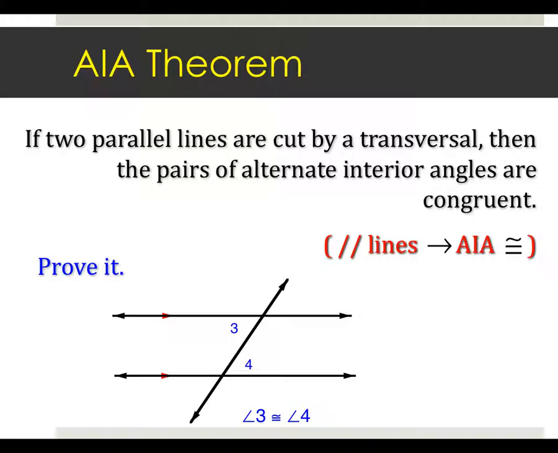If you have two parallel lines that are cut by a transversal, this implies that the alternate interior angles are congruent. In other words, angle 3 and angle 4 have to be congruent. Now the question is, why is that true? And to make the explanation a little bit simpler, let me label the other angles up there.